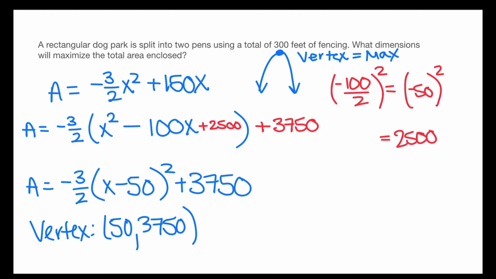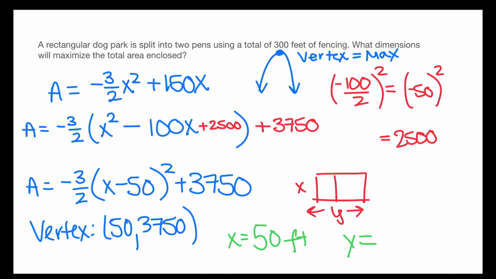All right, back to this problem and the questions that they're asking. They're asking us to find the dimensions of our pen. And so the dimensions would be x and y. X in the function is called x, and I computed the x value of the vertex to be 50. So the width of this pen has to be 50 feet. Now y is what I call the length of my rectangle. The y value of this function is actually an area. I don't want the area, I just want this y value.